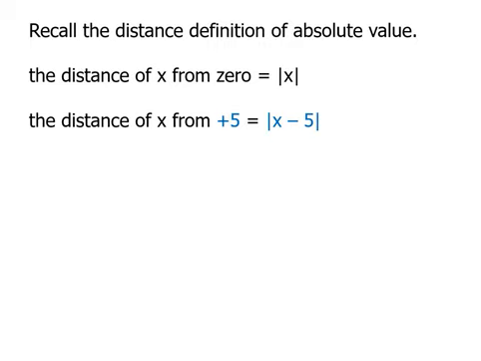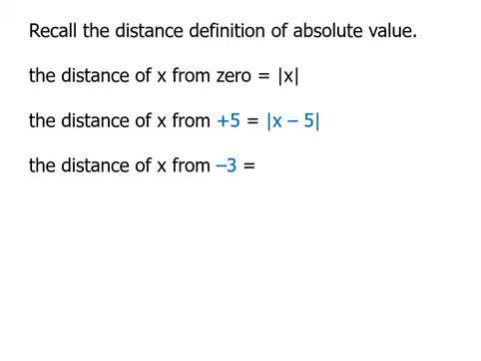And so if I plug in x equals 8, then I get 8 minus 5, absolute value of 3 is 3. And so 8 is 3 away from 5. And if I plug in 2, then I get 2 minus 5, negative 3, absolute value is 3. 2 is also a distance of 3 from 5.